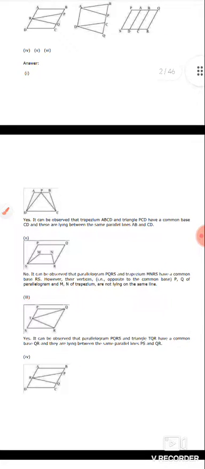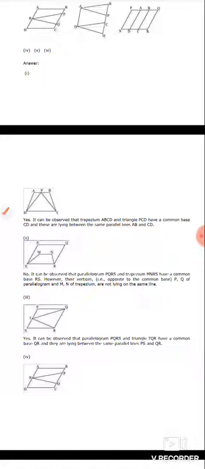In figure number 1, we have a parallelogram, with AB parallel to CD, and a triangle. The triangle is on the same base as the parallelogram, that is CD. So the triangle and the parallelogram both have the same base and are between the same parallel lines, AB and CD. You have to write: yes, it can be observed that trapezium ABCD and triangle PCD have a common base CD, and these are lying between the same parallel lines AB and CD.